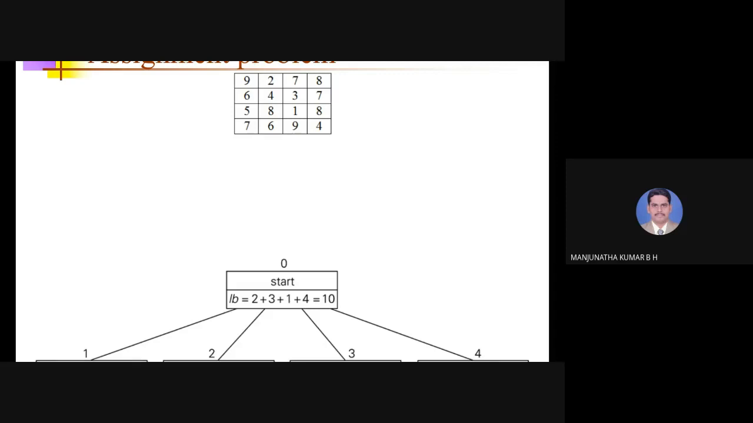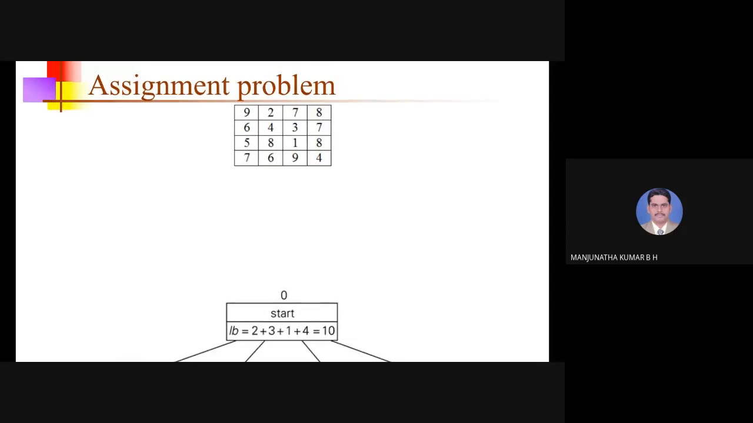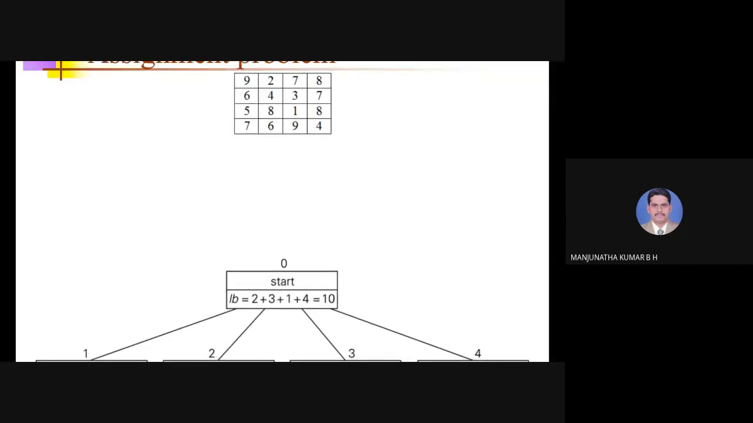Now let me explain clearly. I am assigning job 1 to person A. Cost will be 9 plus. Now person B, person C, person D, we are not yet assigning, but to calculate the lower bound value we are considering those 3 persons also, and the cost I need to consider for the remaining 3 persons is the smallest number in the next 3 rows.